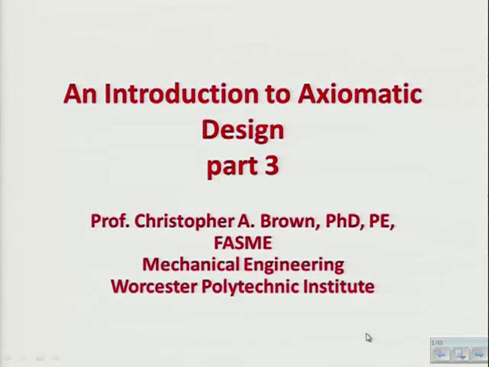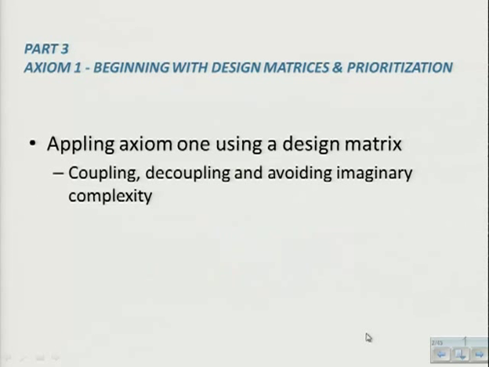Okay, this is the third lecture on the Introduction to Axiomatic Design. And in this lecture, we're going to be talking about Axiom 1 and getting started with design matrices and prioritization. So the way we're going to apply Axiom 1 now in a formal sense is using a design matrix.